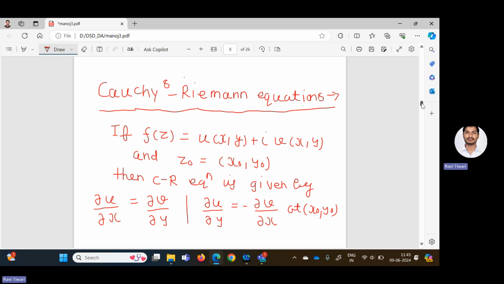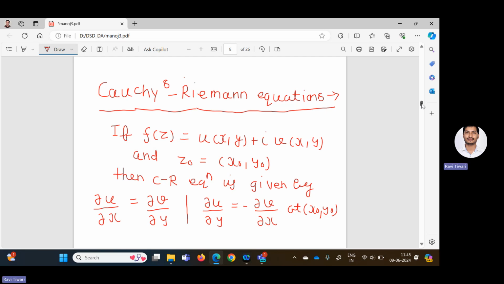If f of z equals u of x,y plus i v of x,y is given as a function, where u of x,y is the real part and v of x,y is the imaginary part of the function, then this function will satisfy the CR equation at some point z naught, where z naught is x naught, y naught.